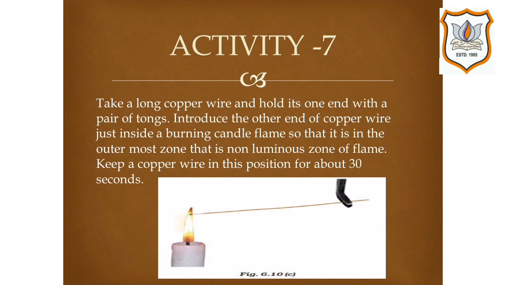Now students, we will perform activity 7 to show that the outermost zone, that is the non-luminous zone of a flame, is the hottest. Take a long copper wire and hold its one end with a pair of tongs. Introduce the other end of the copper wire just inside a burning candle flame so that it is in the outermost zone, that is the non-luminous zone of the flame. Keep the copper wire in this position for about 30 seconds.